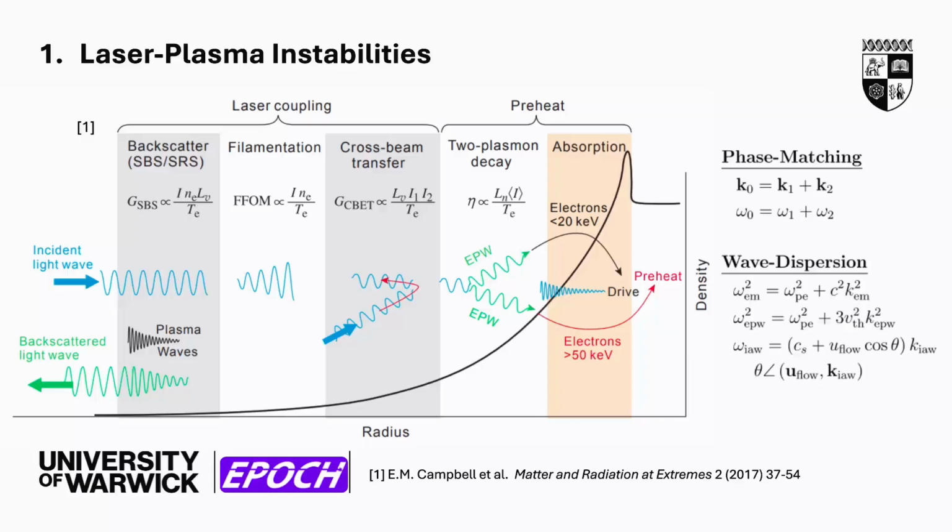Besides these two instabilities, the other one I looked at was two-plasmon decay. In this case, your laser comes in and creates a pair of electron plasma waves. Technically this is wrong: one goes backwards, one goes forwards. The problem with these electron plasma waves is they can be damped, which gives energy to the electrons and creates hot electrons. These can preheat your fuel, which is to your detriment.